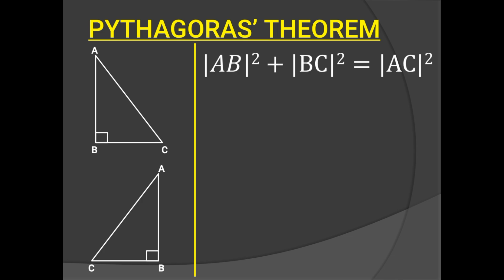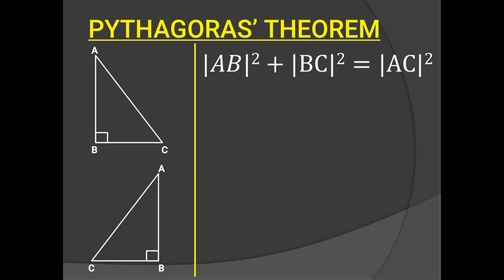Pythagoras is actually someone's name. He says that whenever you have a right angled triangle, what is a right angled triangle? A right angled triangle is a triangle which has one of its angles measuring 90 degrees. So the small square you are seeing there means 90 degrees.